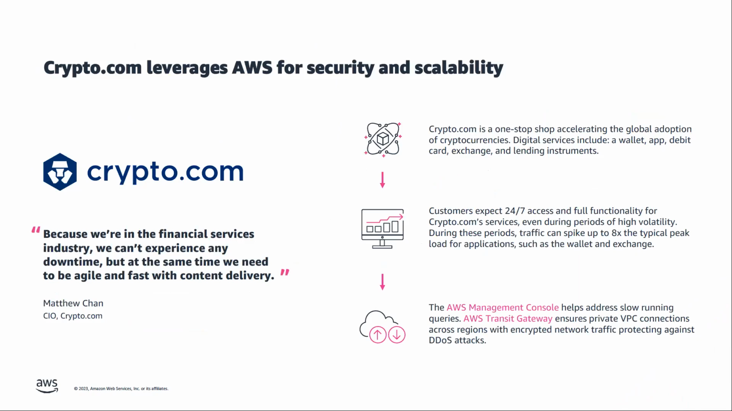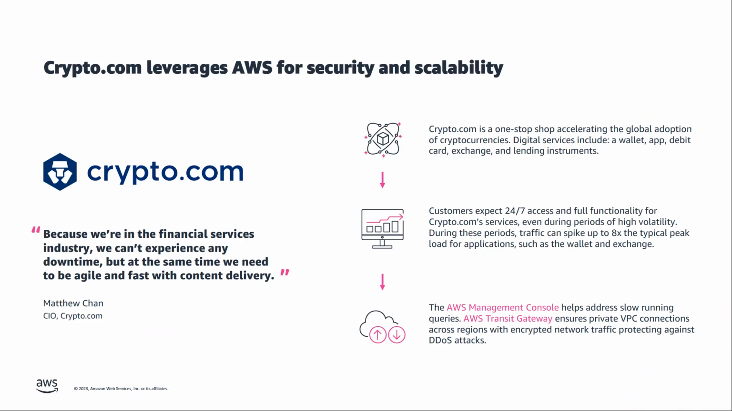Let's take an example. Crypto.com is our AWS customer. They are building their cryptocurrency trading platform on AWS. The customer needs to access the trading platform 24/7 with full functionality, so they leverage different AWS services to build a reliable platform to serve their customers.